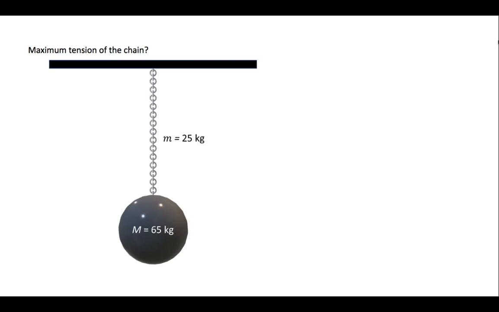First off, we are interested in finding the maximum tension of the chain. We can use Newton's second law that states force equals mass times acceleration. In this instance, the force of the system can be indicated using Tmax to represent maximum tension. Mass can be expressed with the weight of the wrecking ball plus the weight of the chain, and acceleration can be indicated using the acceleration of gravity on Earth.